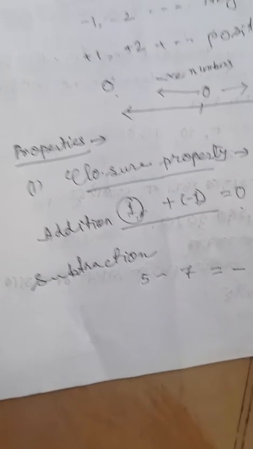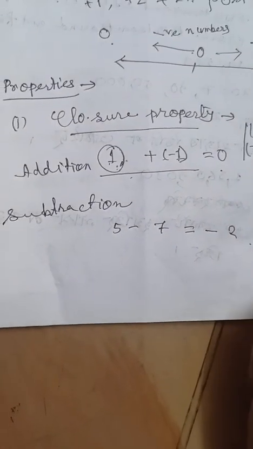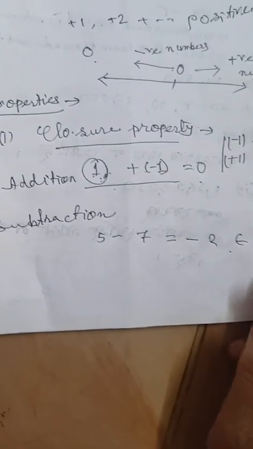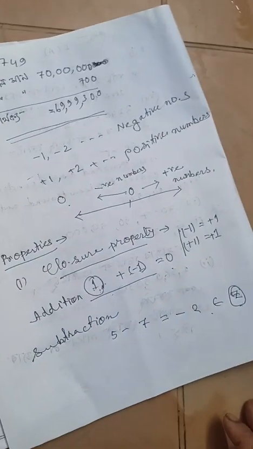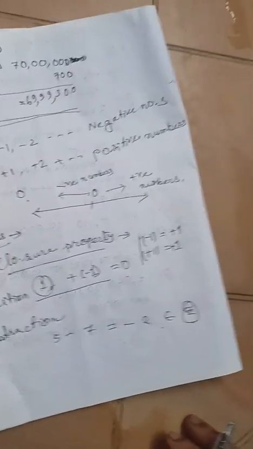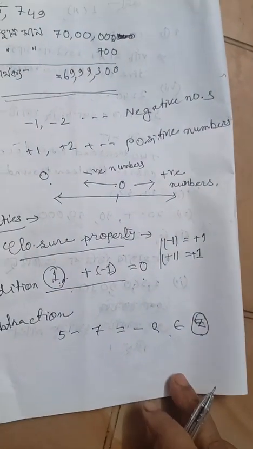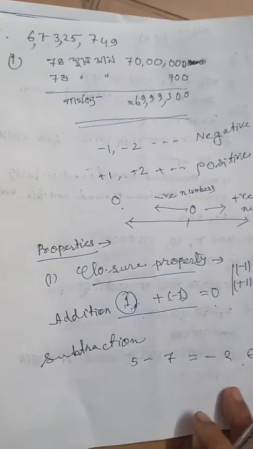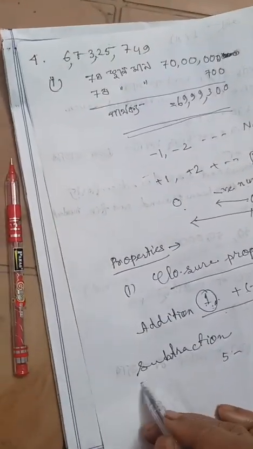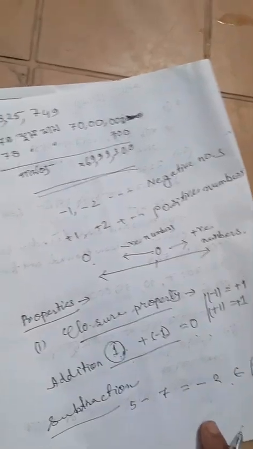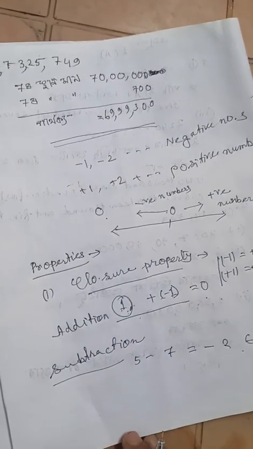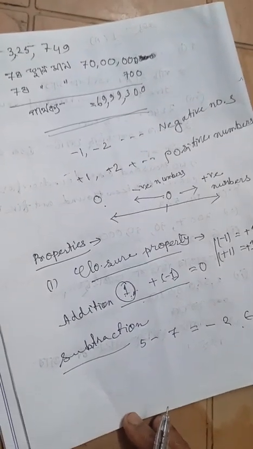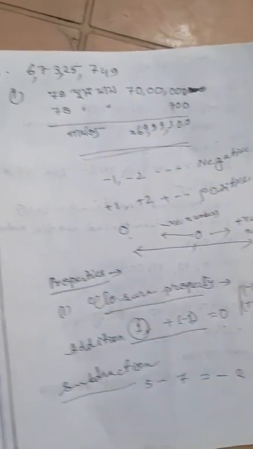Okay? Integers are represented by the symbol Z, Z from Zahlen. And natural numbers are represented by N. Whole numbers are represented by W. Like this, integers are represented by Z. Okay, that means under subtraction, the integers are closed. Okay, this is the closure property. Okay, students understand this? Now we learn the commutative property.